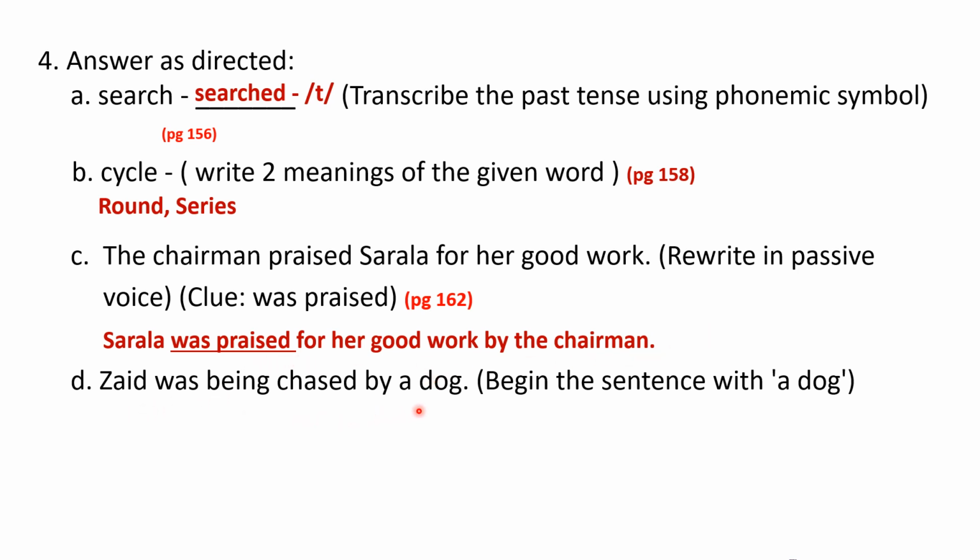Zaid was being chased by a dog. Begin the sentence with a dog. This is again a voice change, students. So Zaid becomes the object, dog becomes the subject. And your answer is a dog was chasing Zaid, because being is the present continuous tense, so you have to use the present continuous tense in the active voice. Here you changed it into passive voice in C sentence, and in D you are changing it into active voice.